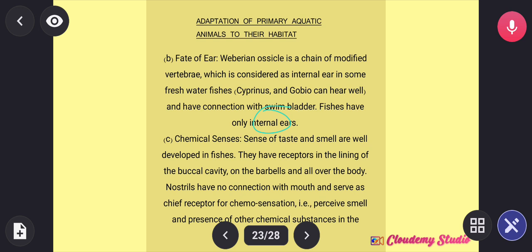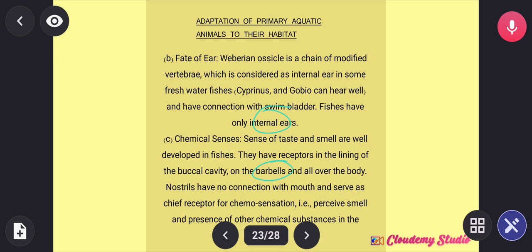Their nostrils have no connection with the mouth. What they use the nostril for is chemoreception. Their nose is used for chemosensation. Now, some of them have a lining at the buccal cavity, and we call the lining the barbels.